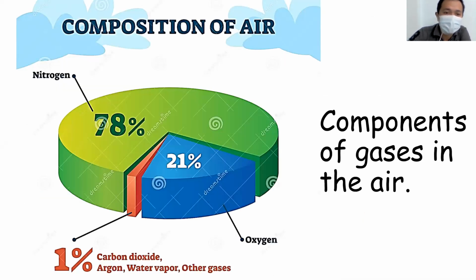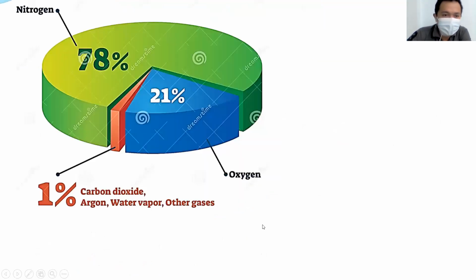So according here, the composition of the air is 78% nitrogen and 21% oxygen. So those are the averages of the things that we are going to talk about this morning. And then the oxygen is 21, and the other gases is only 1%. So that is the component.